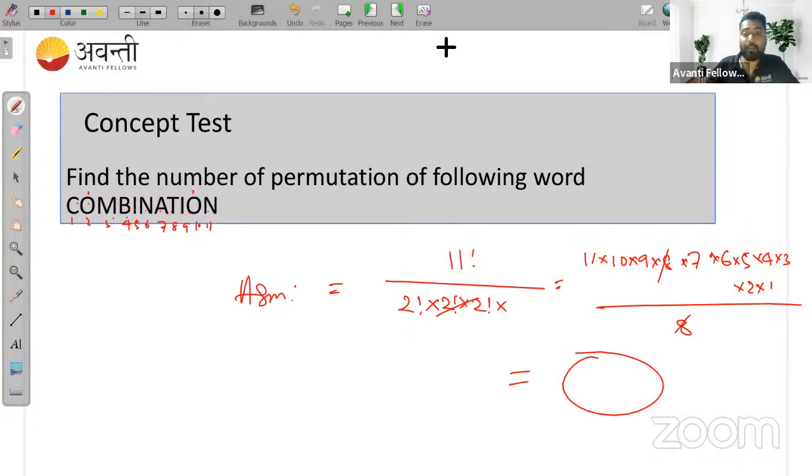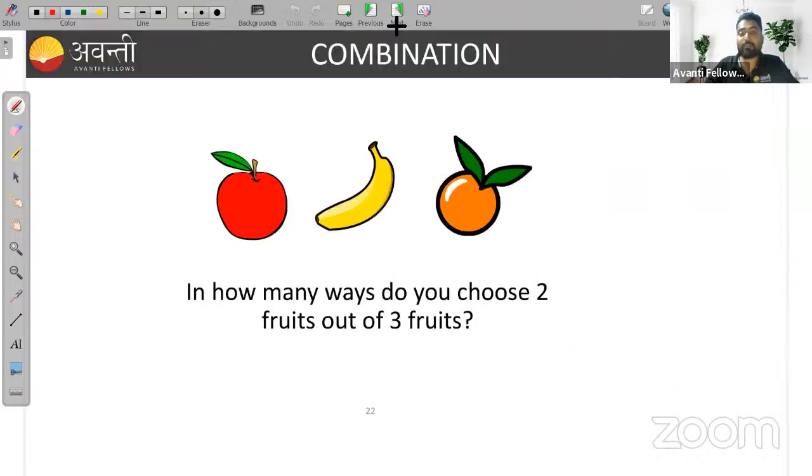Thank you all. In the next class, we'll start from combinations and also we'll learn how to find the rank of a word, and we'll learn the shortcuts to find the rank of a word. What is given in your book is a very lengthy method, so we'll learn the shortcuts to find the rank of the word, and also we'll study combination.